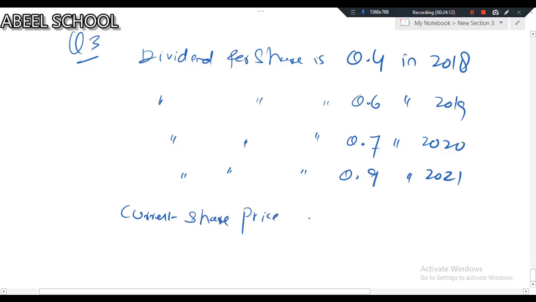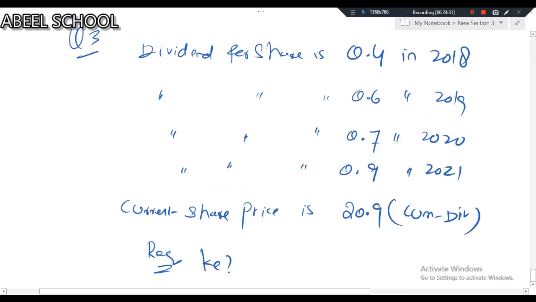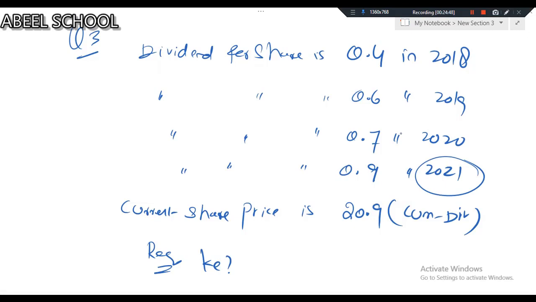Current share price is 20.9, cum div. Required is calculate K. Current share price is 20.9, which is cum div. Cum div means including dividend. Now, first point. The last year of the question is the current year, which is 2021. In this question, we do have a current share price 20.9 cum div. If I deduct 0.9 from the cum div, I'll get the current share price 20.